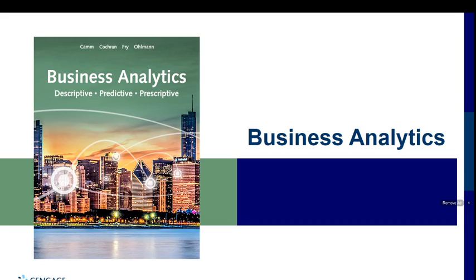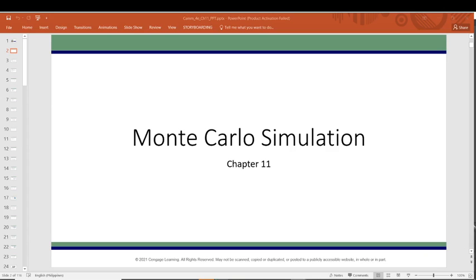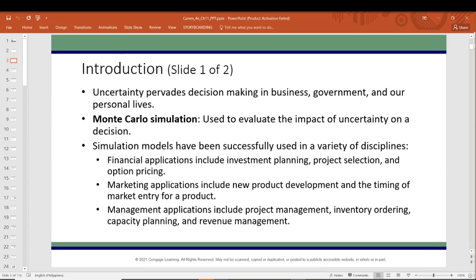Excel has built-in probability functions that allow us to simulate uncertainty. So this chapter introduces the use of Monte Carlo simulation, which evaluates the impact of uncertainty on a decision. Simulation models have been successfully used in different disciplines. So we have financial applications, marketing applications, and management applications. Financial applications include investment planning, project selection, and option pricing.